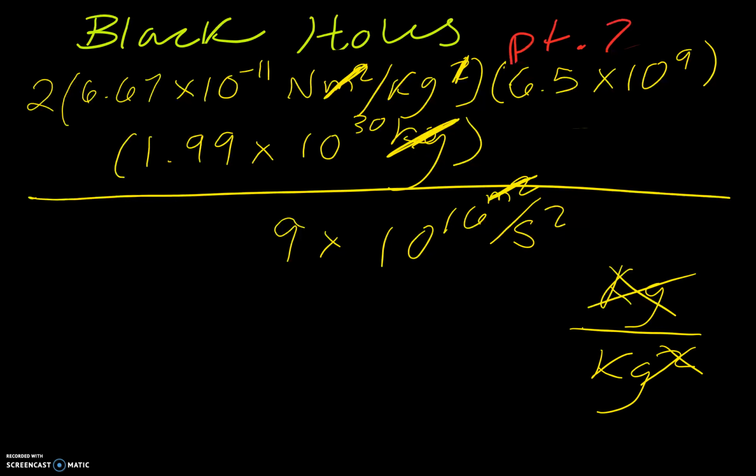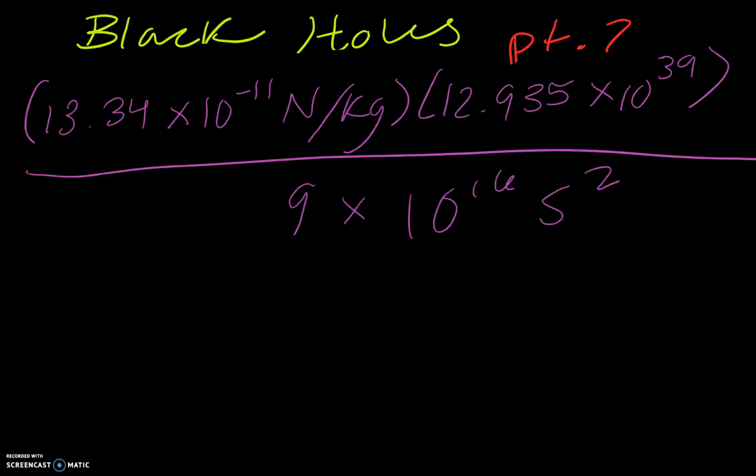So now we just need to rewrite the equation. Alright, so now our equation looks a little more friendly. So what I did was I multiplied our gravitational constant, our G, by 2.